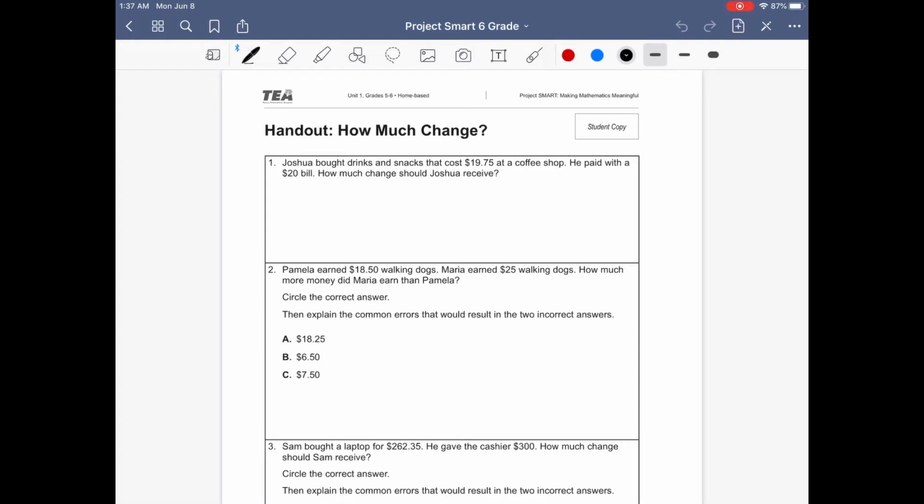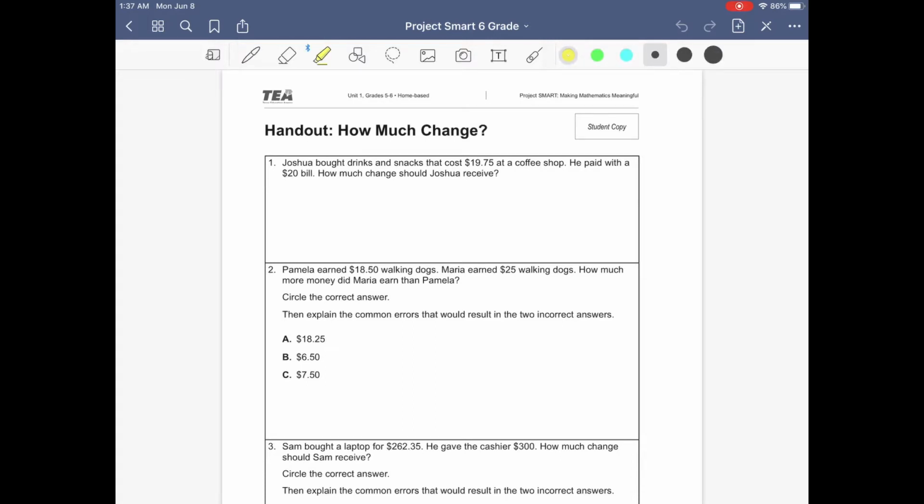Now, remember, when you're working it out, work it out on a sheet of paper and then take a picture of it and either upload it to the Google Classroom or send it to me through email or through text. I'll show you the number that you should text it to in a bit, or just send it to my email. All right, let's work this out together.